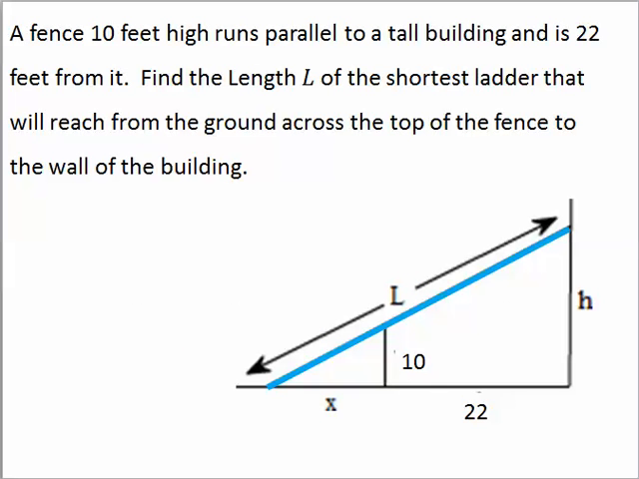4.4.16. A fence 10 feet high runs parallel to a tall building and is 22 feet from it. Find the length L of the shortest ladder that will reach from the ground across the top of the fence to the wall of the building.